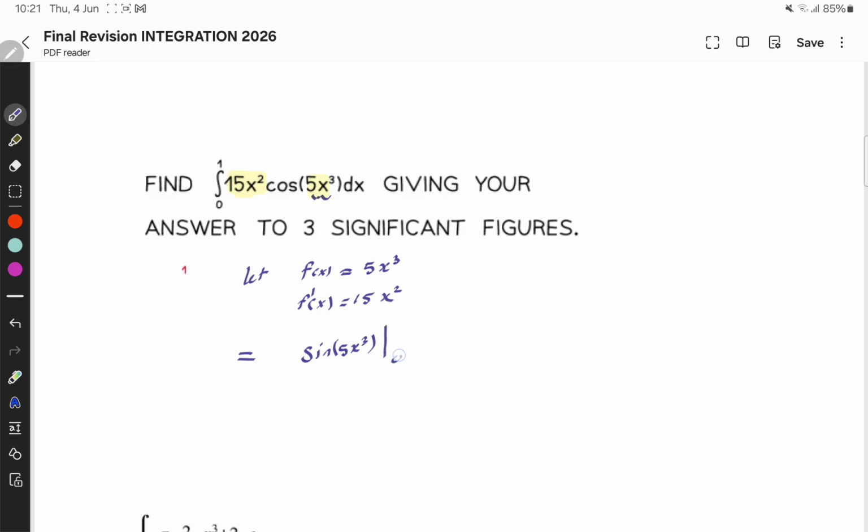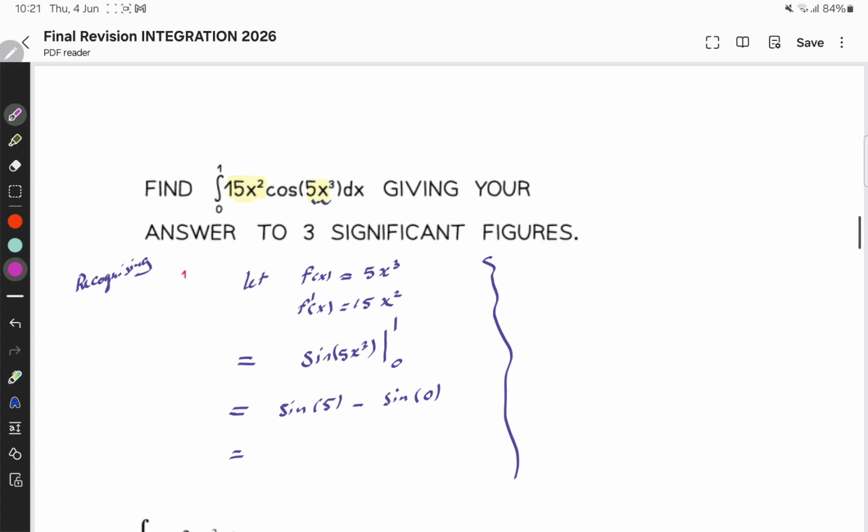All of that defined from 0 to 1, so it's equal. We just substitute now. It will be sine 5 times 1, it will be 5, minus sine 0. Then evaluate that on your calculator to get the final answer in 3 significant figures. That's one way to find the answer, using recognizing. And I said if you solve using recognizing, you can solve using substitution. So let's show how to solve that using substitution.